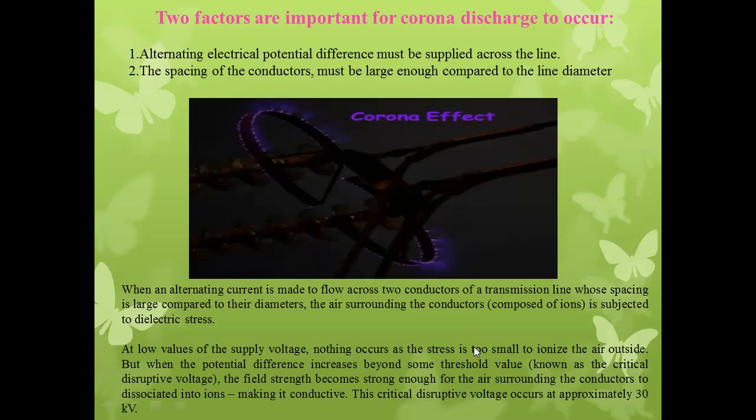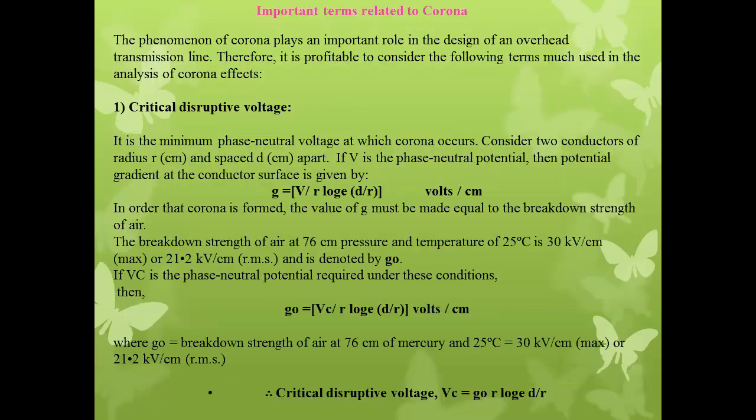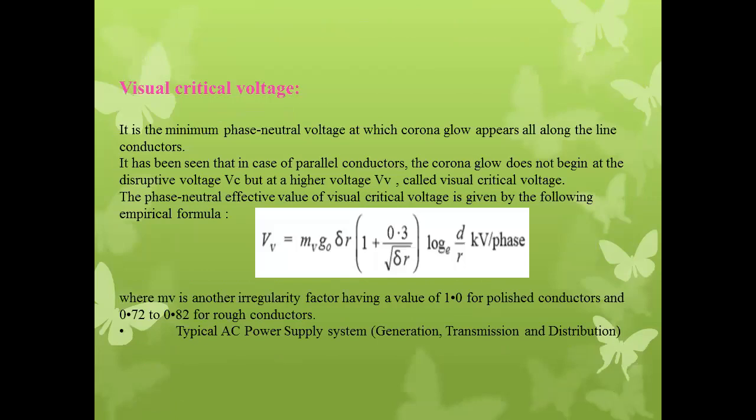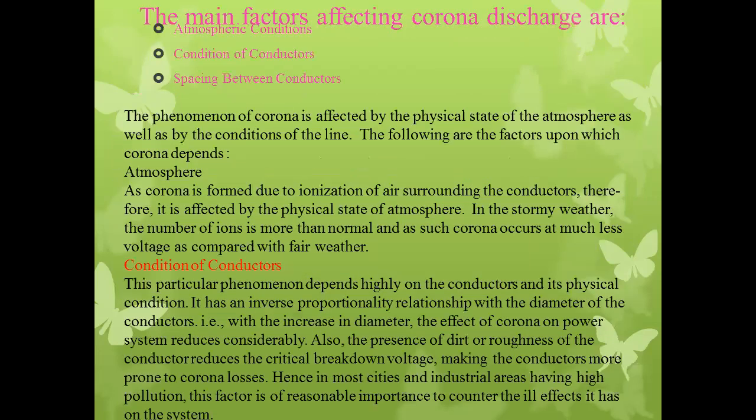Various terms on which the corona discharge depends are, for example, the critical disruptive voltage, the irregularity factor, and the density factor. Also, a term related to the corona discharge is the visual critical voltage. We will see these in the next lecture. Also in the next lecture we will see the main factors affecting the corona discharge.